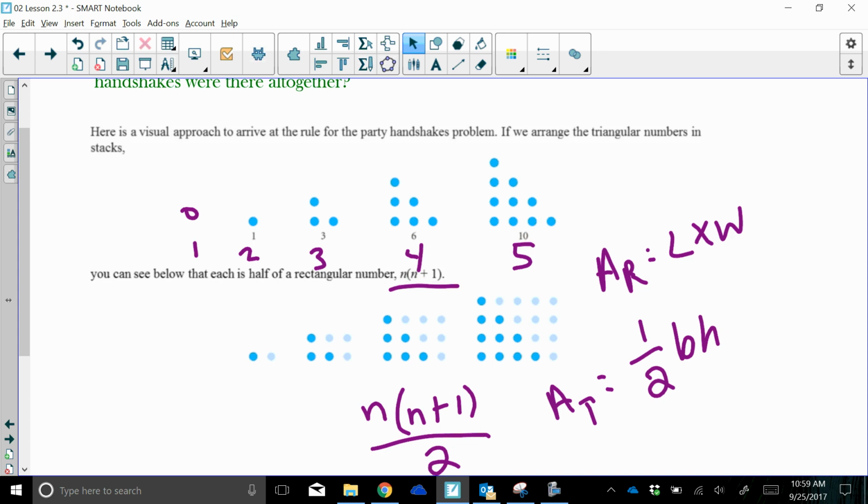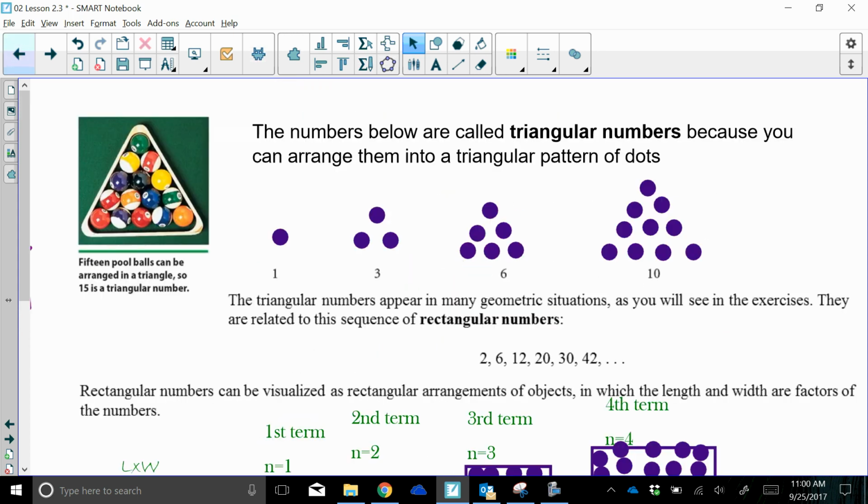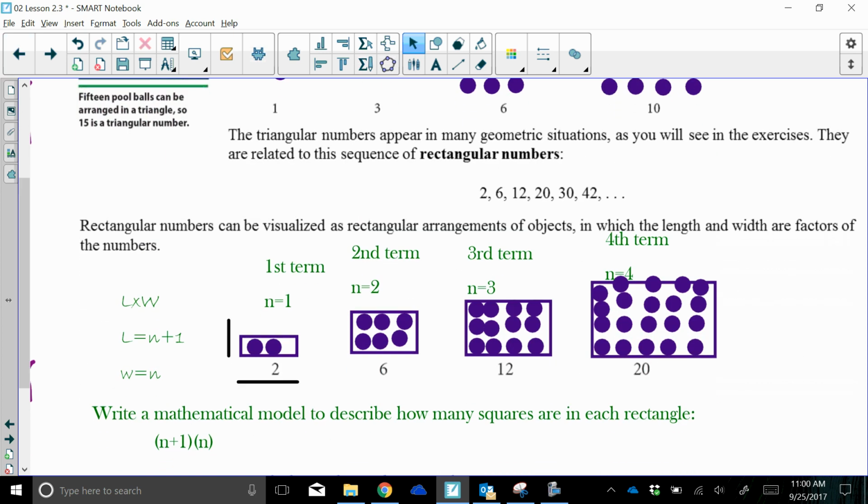So the area of a triangle is half of that. So the numbers in a triangular sequence are half of those in a rectangular sequence. So with this information, go back and look at our triangular models. We increase 2, then we increase 3, then we increase 4. Our rectangular models, we increase 4, we increase 6, we increase 8.